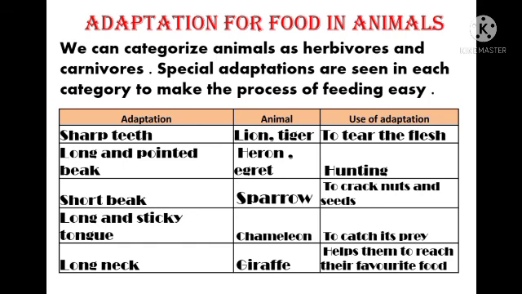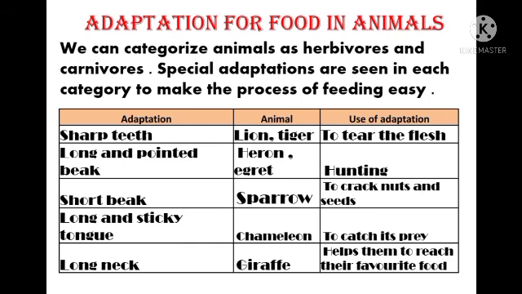Next is short beak. Which birds have a short beak? Birds like sparrow and pigeons have a short beak. And for what purpose is it? It is to crack nuts and seeds. They eat seeds, so they require a short beak.